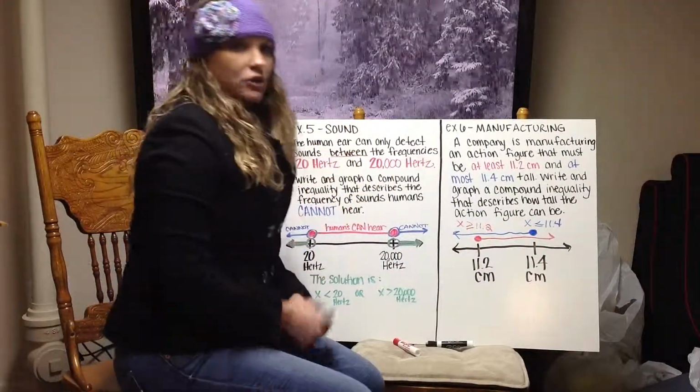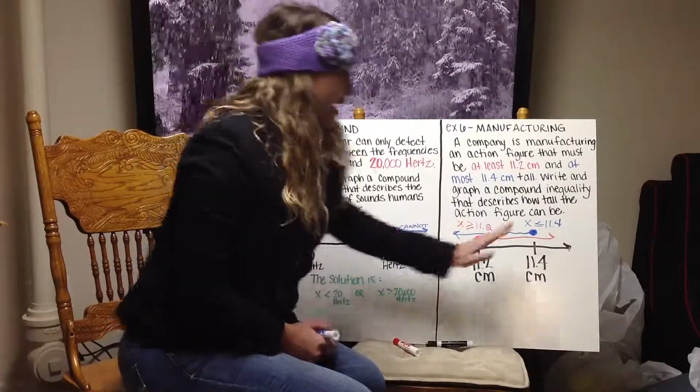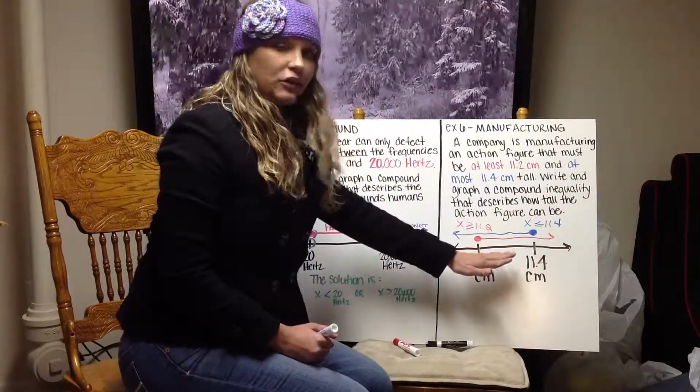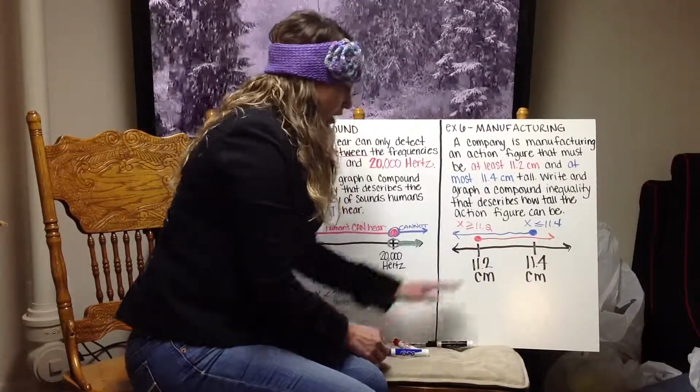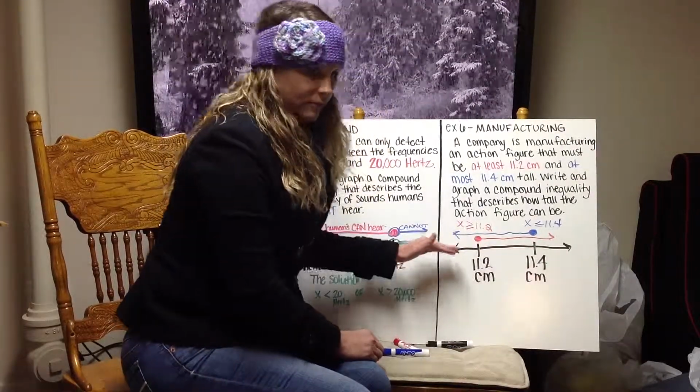We want to know how tall can it be. It cannot be here, and it cannot be over here. So we're looking for the intersection. So our answer, or our solution, are all of these values here in the middle.